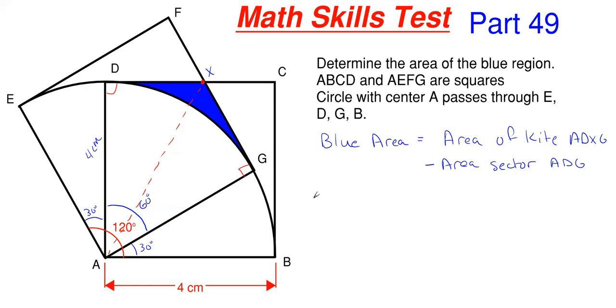So the area of my kite is going to essentially be 2 times the area of my triangle, which is 1/2 times the length times the height, AD times DX. Well, we can just get rid of the 2 and 1/2, since they cancel with each other, and we're left with our kite area being just AD times DX. We already have AD. AD is 4 centimeters. So what is DX up here?